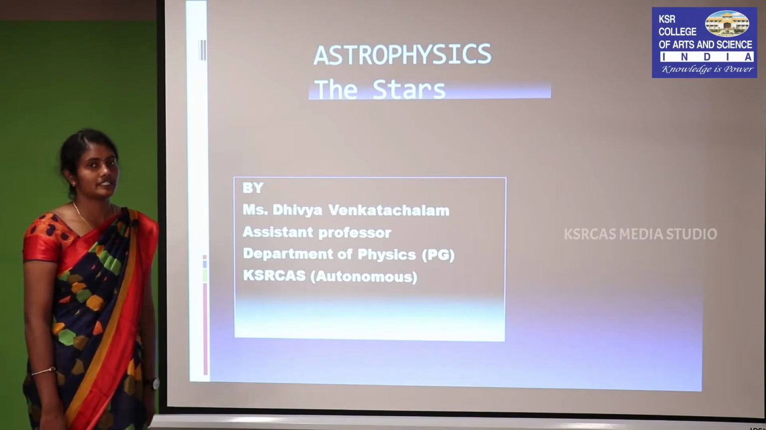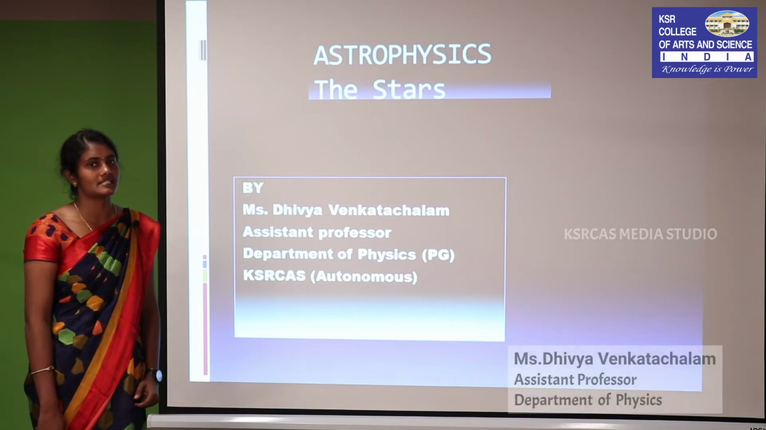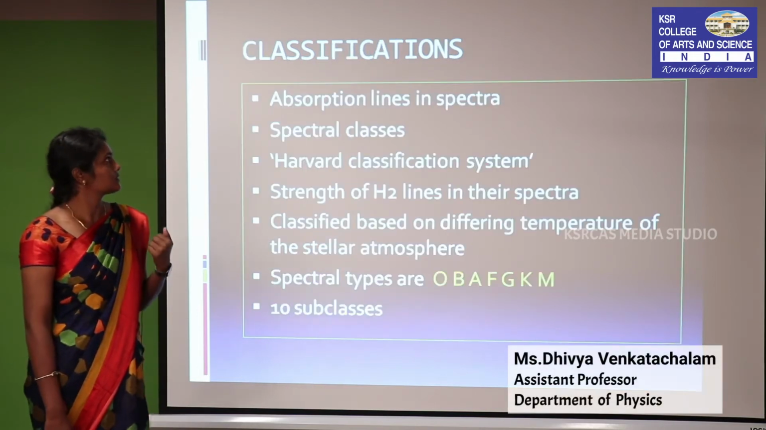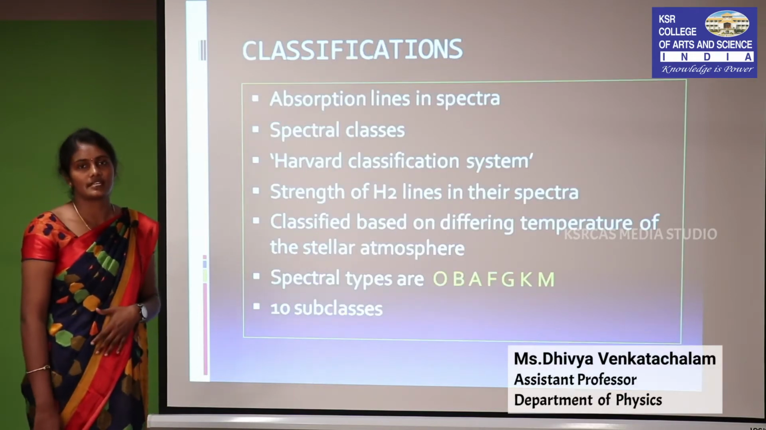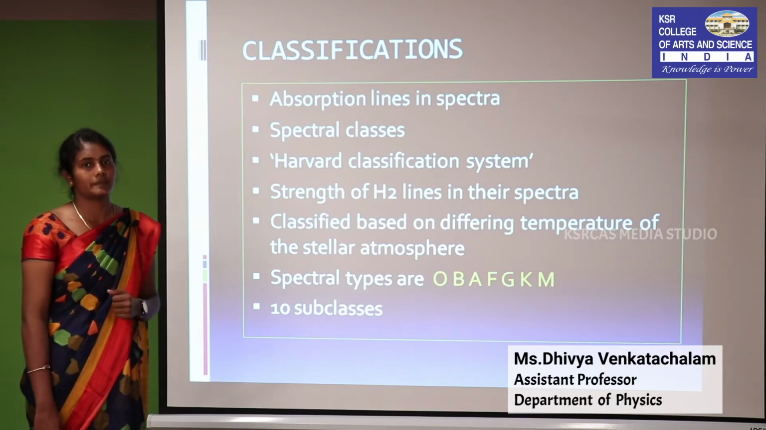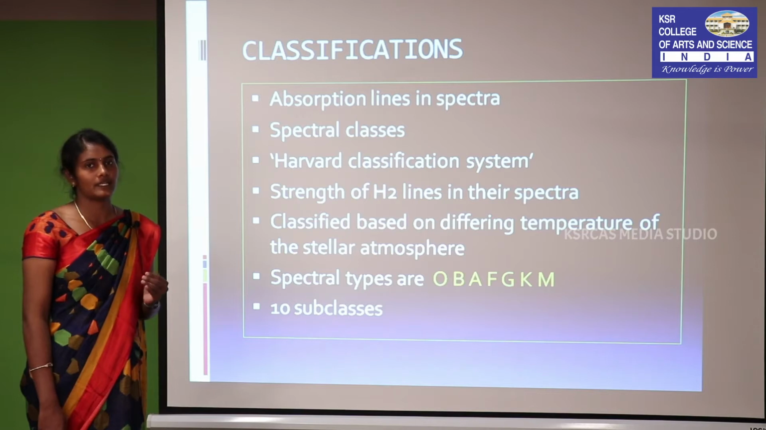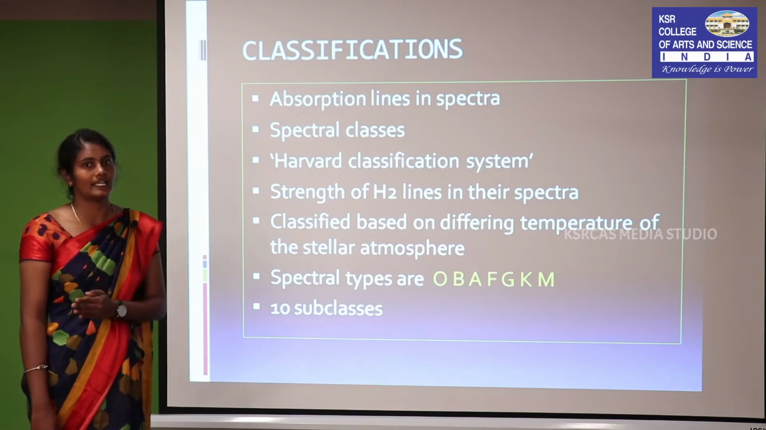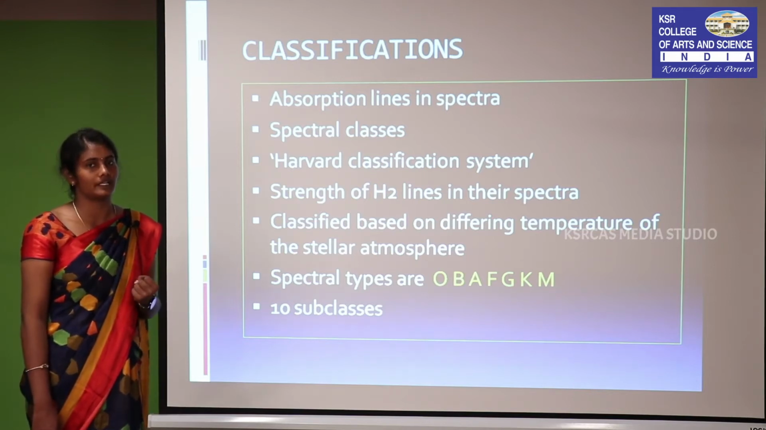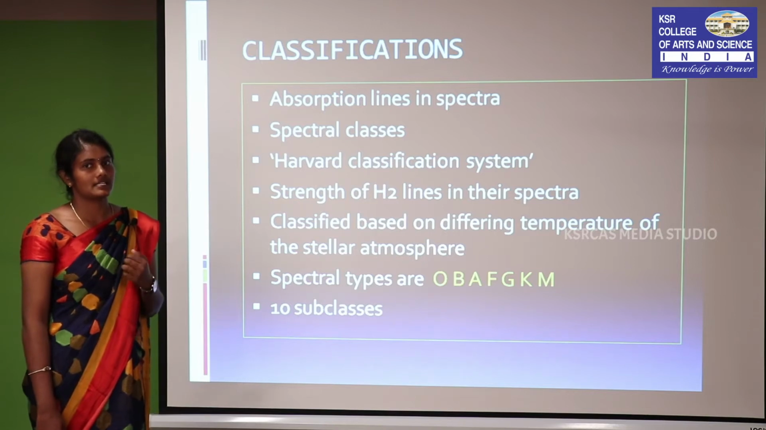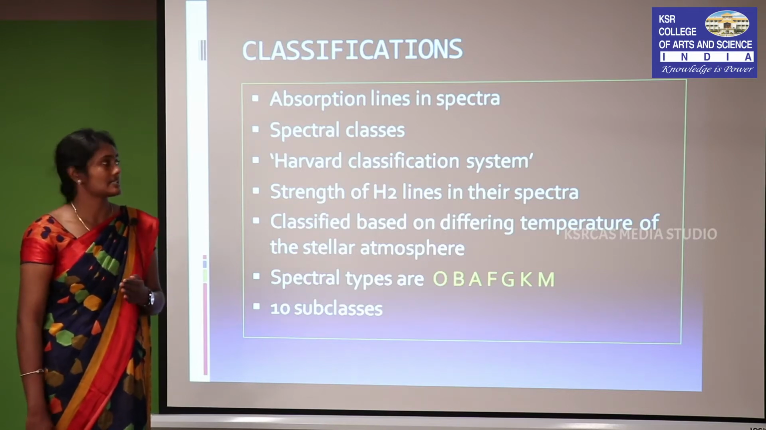Today we are going to see the topic about astrophysics, in which I chose a peculiar topic, the stars. In the next slide we will see the classification of stars. Stars are classified based on their spectral lines. Each of the spectral lines has a peculiar color like red, blue, violet. Based on the absorption property of the stars, we can classify these stars.